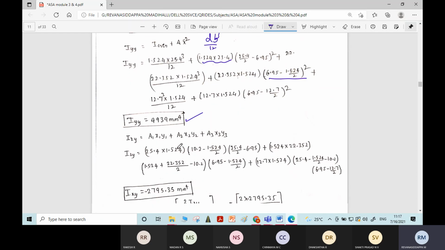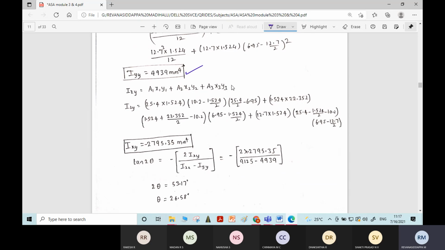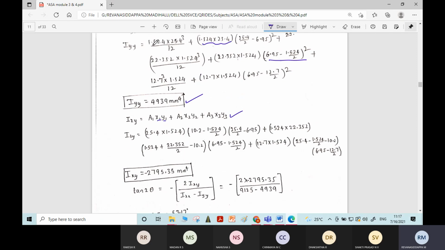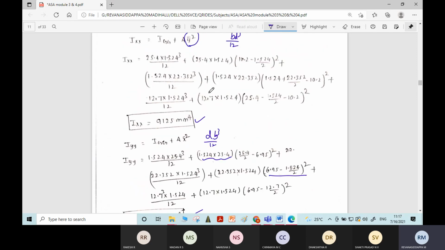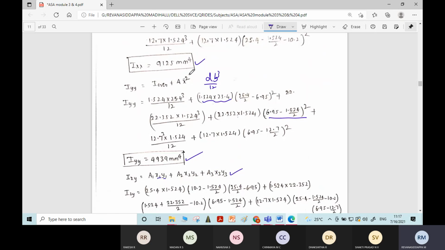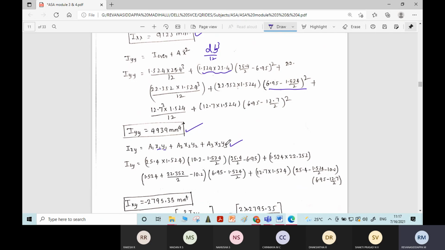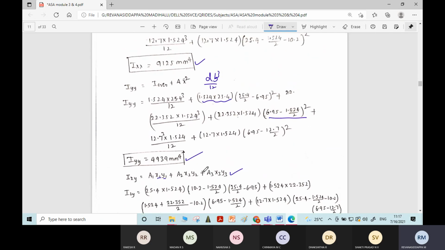After knowing Ixx and Iyy, you then need to calculate Ixy, the product of inertia about the principal axis, using the formula A1 x1 y1 plus A2 x2 y2 plus A3 x3 y3. Here you will get x1, x2, x3 from this calculation, the x bar 1, x bar 2, x bar 3 calculations. The same calculations I have copied here.